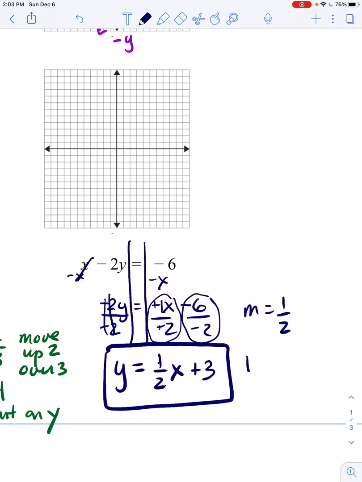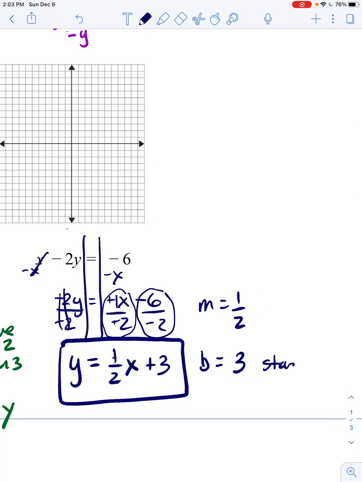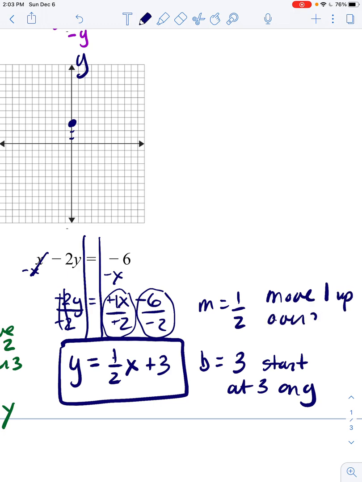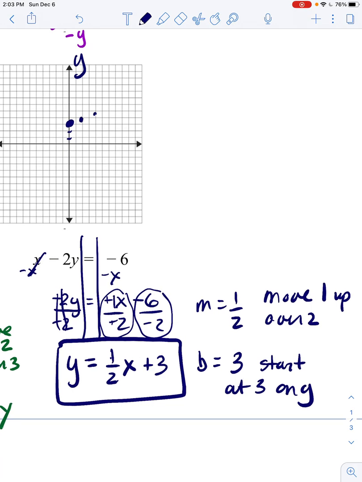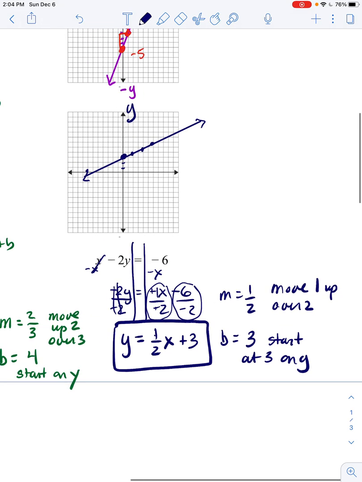Slope is in front of x. Y-intercept is after x. I'm going to start here at 3 on the y-axis. So here's my y-axis, positive 1, 2, 3 is right there. And then here, because it's positive, I'm going to move 1 up, and then over 2. So from my start point, up 1, over 2, up 1, over 2, up 1, over 2, and so on. So this one's not very steep because the slope is only 1/2, which makes it less steep than others.